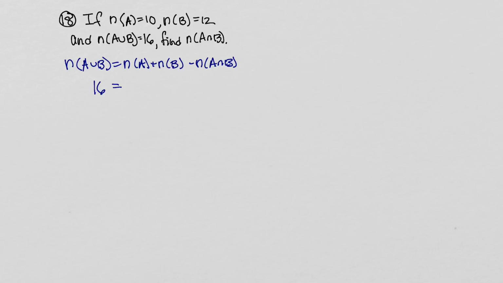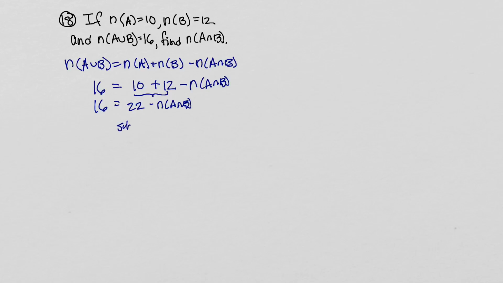That's equal to, now the number in A, we're given that's 10, so we can put a 10 here, plus the number in B, and we're given that B has 12 elements in it, minus, and this is the one we're looking for, A intersect B. So a little bit of arithmetic here. How about 16 equals 22 minus the number in A intersect B.